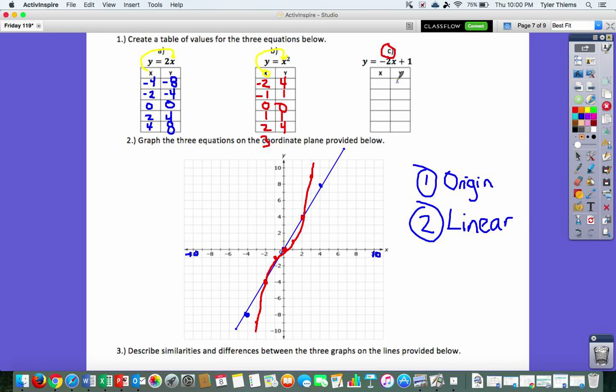Good. Hopefully you pressed pause and did this one now. You could have chosen any values that you wanted. Notice that we have our y-intercept of -1, and we also have a slope of -2, so that could be a helpful hint there.